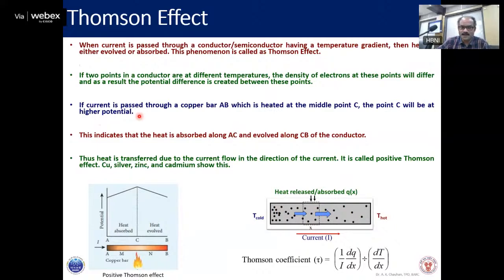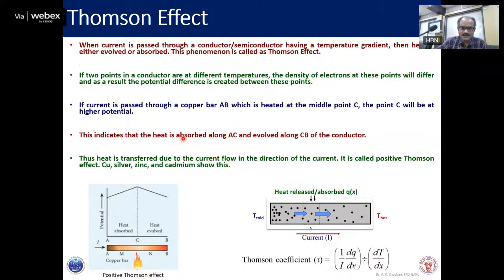So if the current is passed through a copper bar, suppose this is a copper bar AB, and we have heated this bar at the center, now you will have a temperature gradient. The temperature here is less, it is increasing, and then it is again decreasing, because we are actually heating it at the center only.